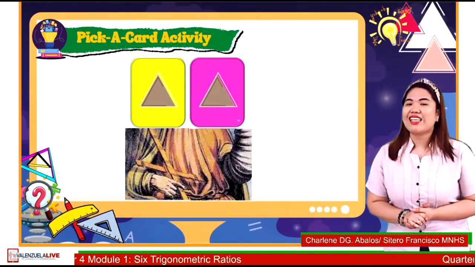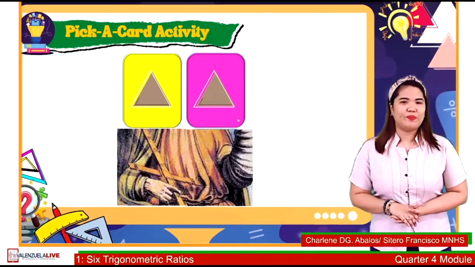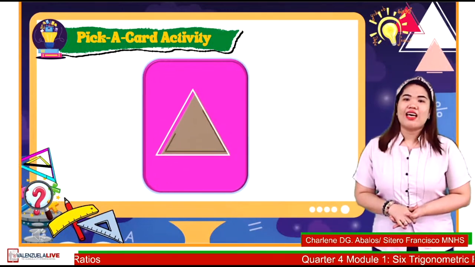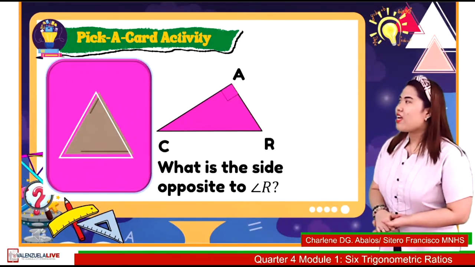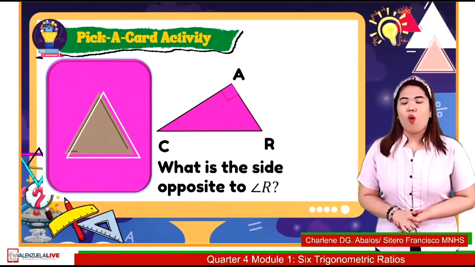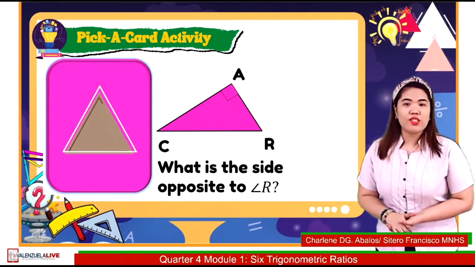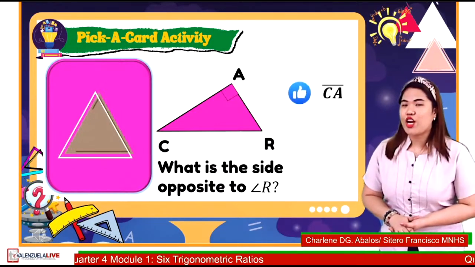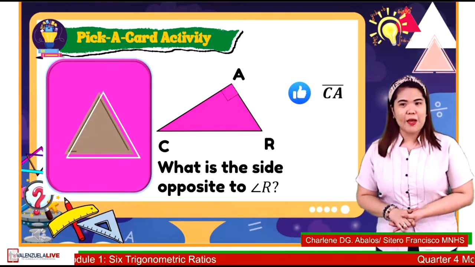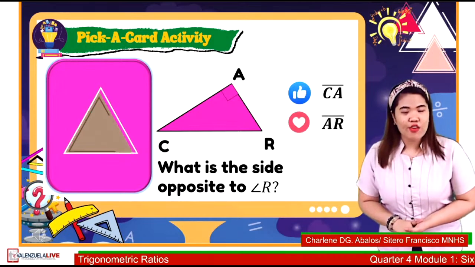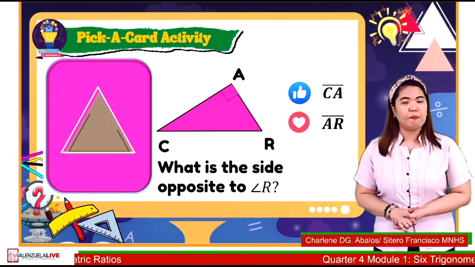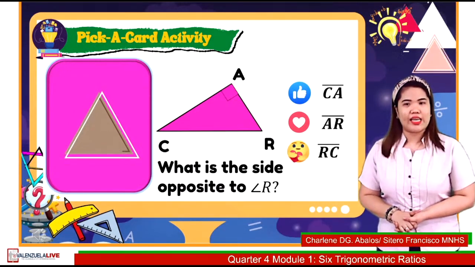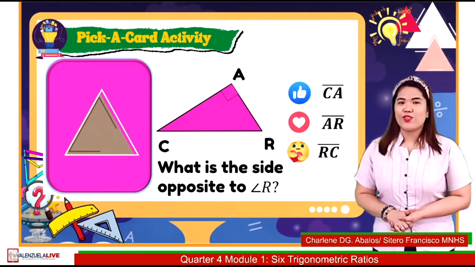Next, let's have the pink card. Okay? Given triangle CAR, what is the side opposite of angle R? Click like reaction if your answer is segment CA. Heart reaction if your answer is segment AR. And care reaction if your answer is segment RC. You have 5 seconds to answer. Go.